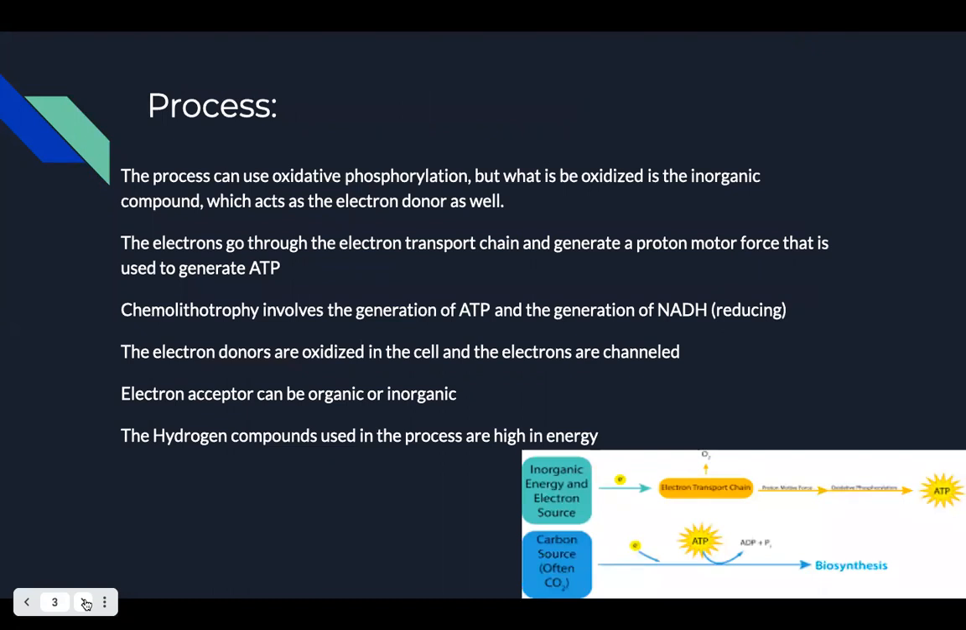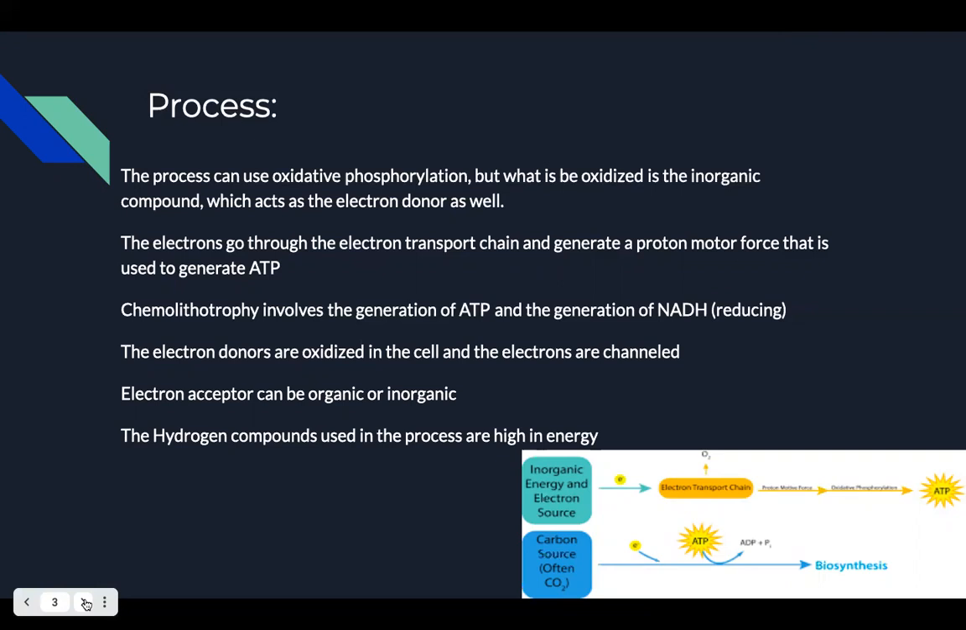The process can use oxidative phosphorylation, but what is oxidized is the inorganic compound, which acts as an electron donor. The electrons go through the ETC, the electron transport chain, and generate a proton motive force that is used to generate ATP. Chemolithotrophy involves the generation of ATP and the generation of NADH, and the electron donors are oxidized in the cell, and the electrons are channeled.